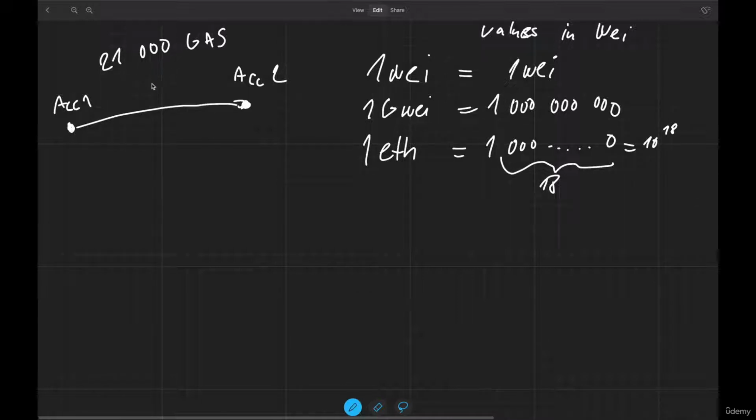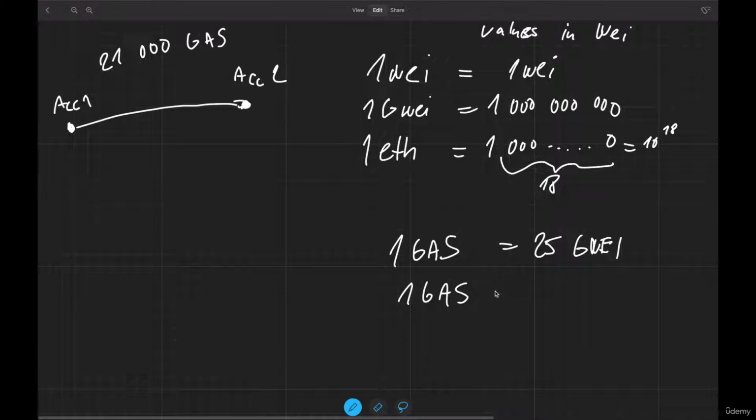It usually depends on the traffic on the Ethereum network. If there is huge traffic, a lot of transactions, of course the gas price is higher. If there is low traffic, the gas price is smaller. So usually the price for one gas, when it's smaller traffic, can be 25 GWei. For one gas, when it's huge traffic, it can be 70 and more GWei.